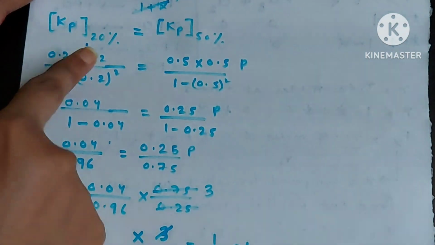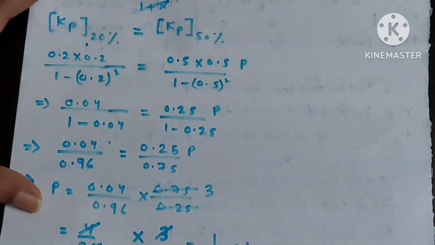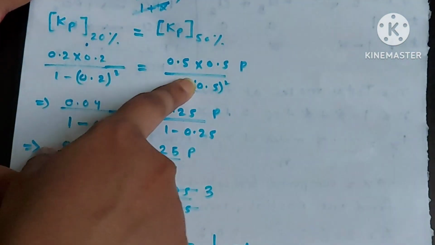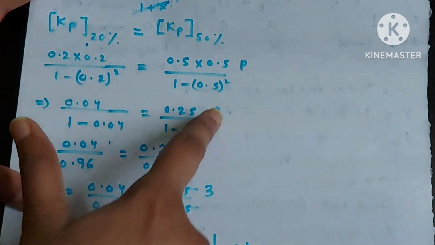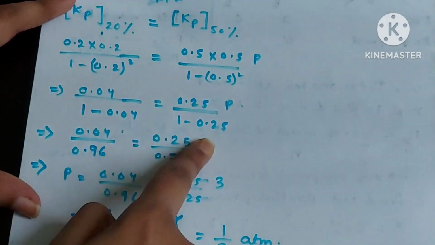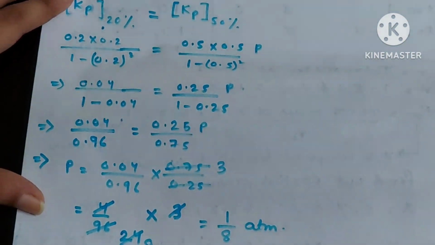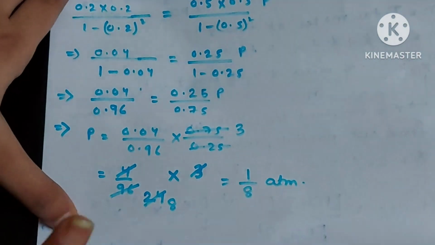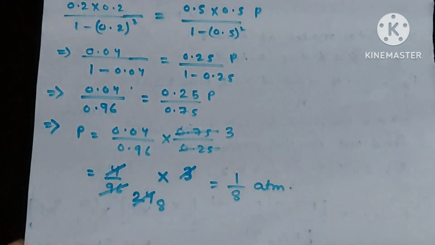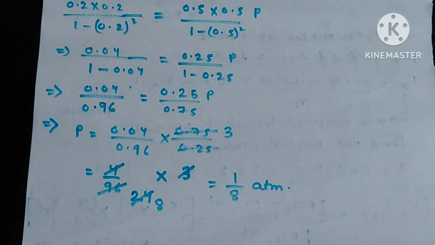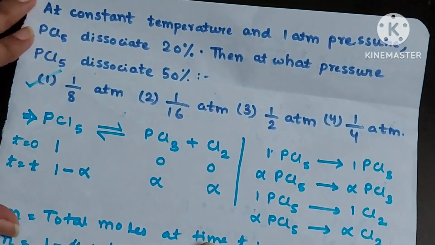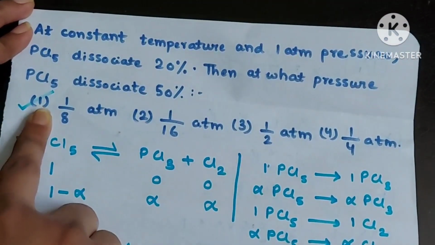Now Kp at 20%, whatever value we found earlier, we will put that value, and for Kp at 50% we will put the value we took out. Then from here we will find the value of P. Just solve this equation now. I am showing you how I have solved this equation. The final answer will be 1 by 8 atm. So in this way you have to solve such questions if it is given in an exam. So the answer will be option 1.